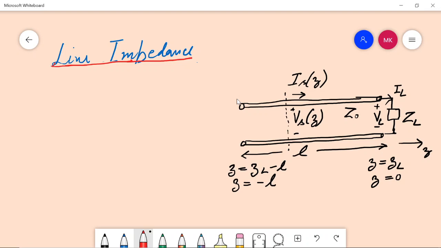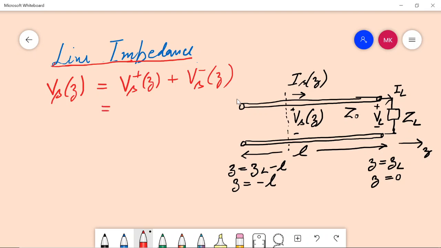Before that, what is the total voltage? Vs(z) is comprised of two parts. One is the incident voltage wave, another is the reflected voltage wave. So at this point, what we have is Vs plus (z) plus Vs minus (z). This part is called the incident wave, moving in the positive Z direction, and this is the voltage wave which is moving in the negative Z direction, that is called the reflected wave.